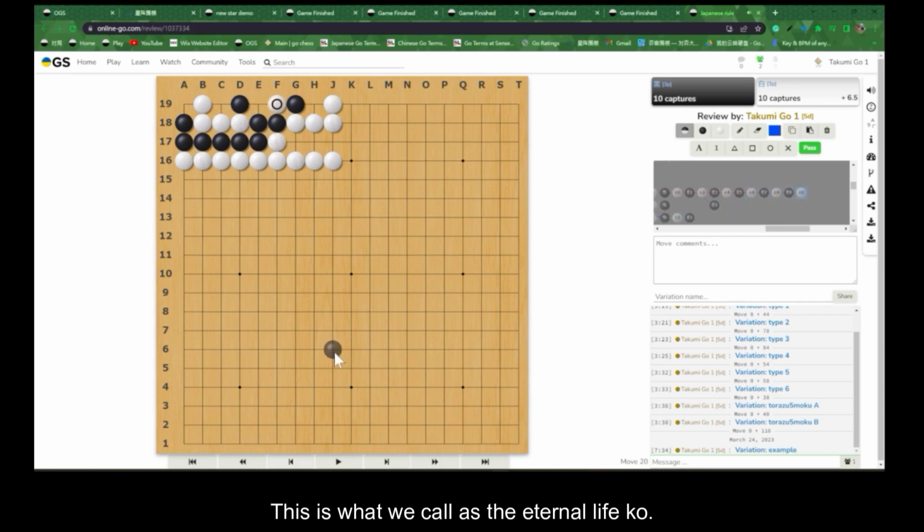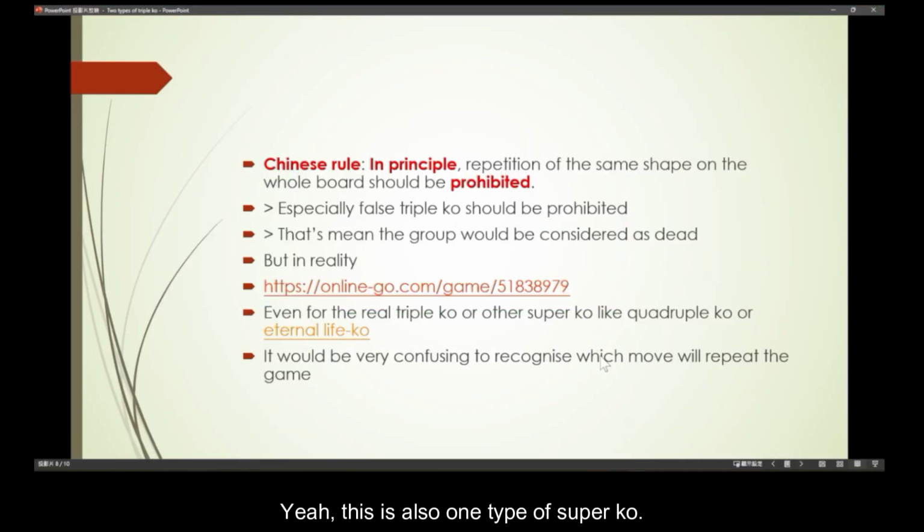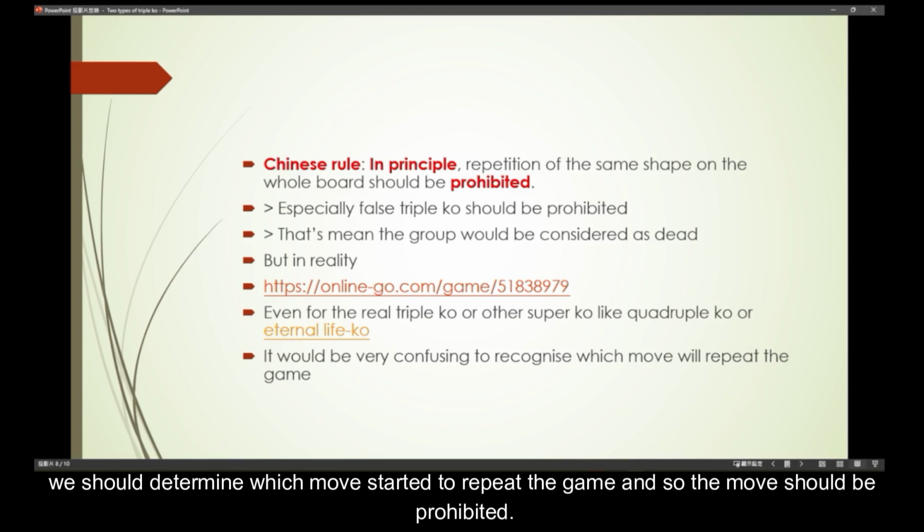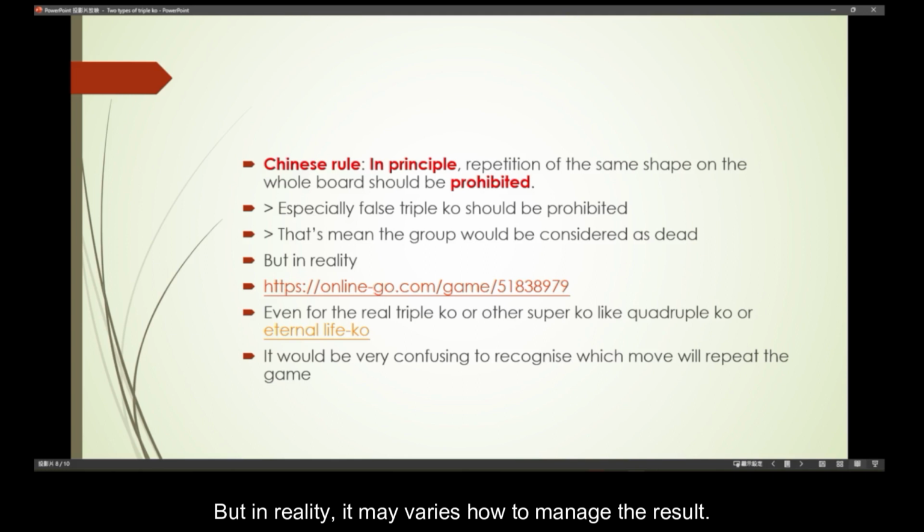This is what we call the eternal life ko. Yeah, this is also one type of super ko. In reality, if there is really some super ko like the eternal life ko, in principle we should determine which move started to repeat the game, and that move should be prohibited. But in reality, it may vary how the result is managed.